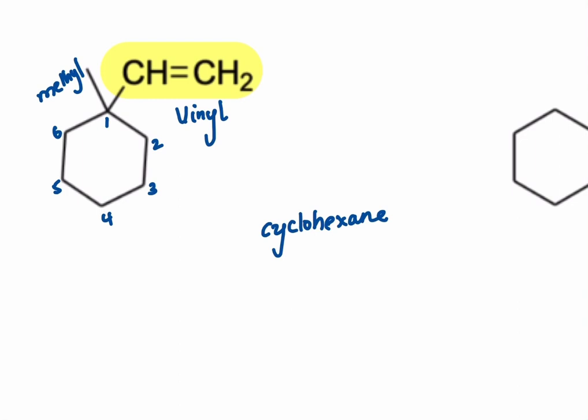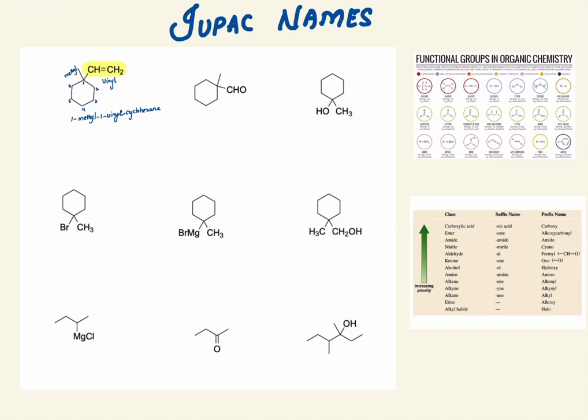So let's complete the name for this molecule. 1-methyl, right? And 1-vinyl cyclohexane would be the name for this molecule. Remember, I have arranged them in alphabetical order, and also need to make sure that the number and the alphabet are separated by a hyphen. Okay, and there should not be any space between the L and C. Let's go on to the next example.